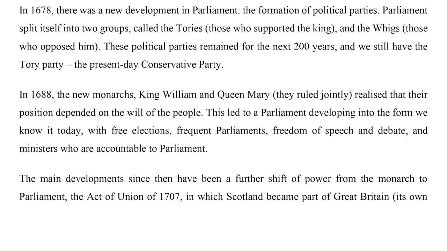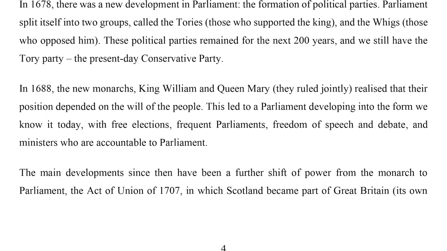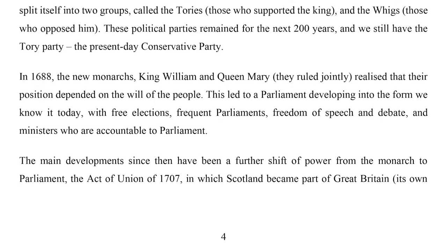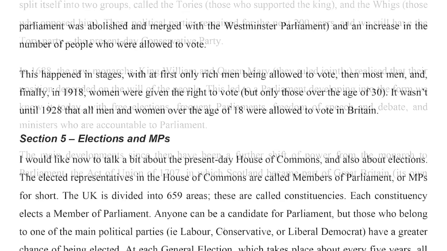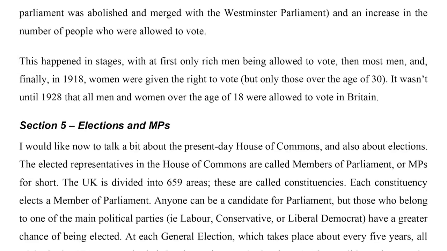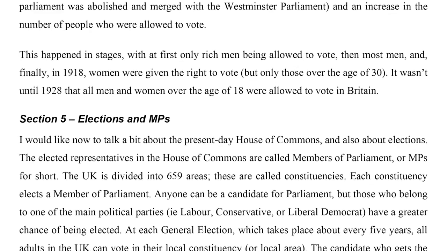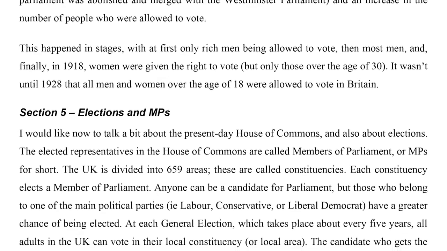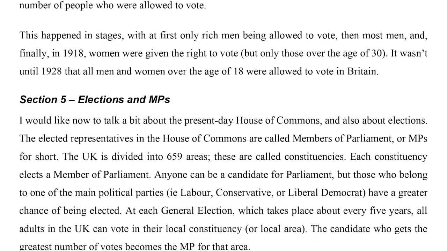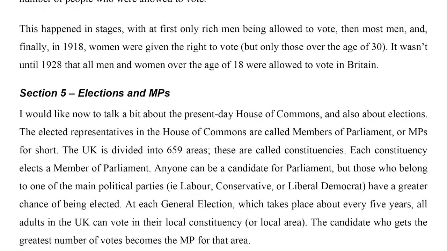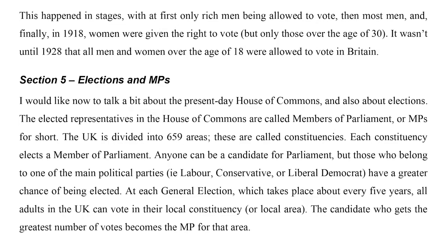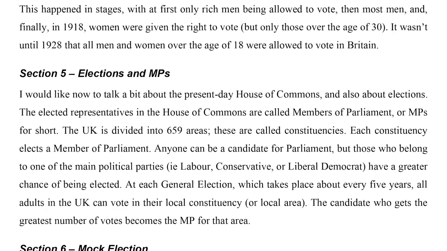The main developments since then have been a further shift of power from the monarch to Parliament, the Act of Union of 1707, in which Scotland became part of Great Britain. Its own parliament was abolished and merged with the Westminster Parliament, and an increase in the number of people who were allowed to vote. This happened in stages, with at first only rich men being allowed to vote, then most men, and finally, in 1918, women were given the right to vote, but only those over the age of 30. It wasn't until 1928 that all men and women over the age of 18 were allowed to vote in Britain.